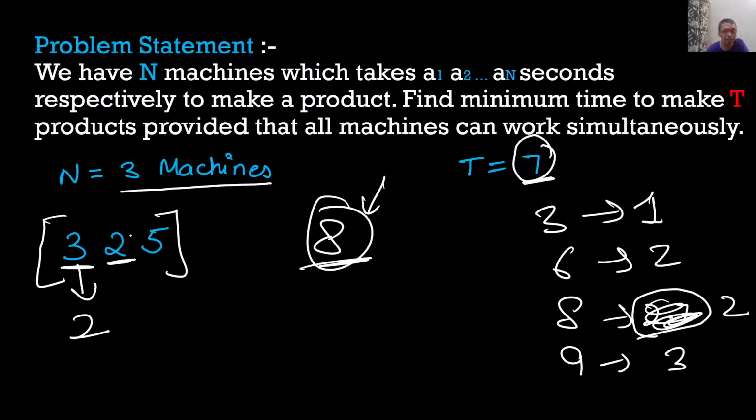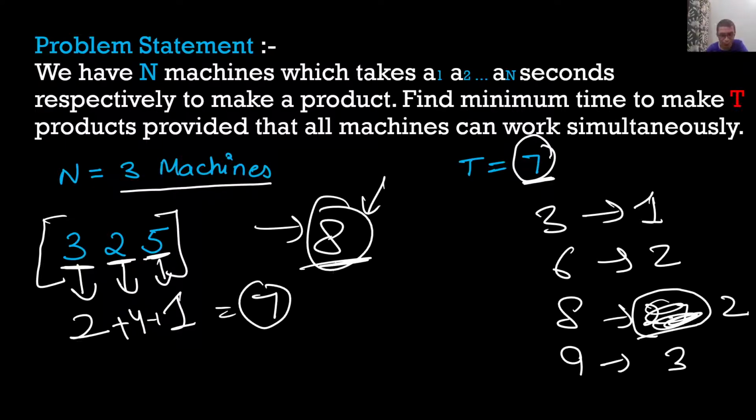The second machine takes 2 seconds to make a product, so in 8 seconds, it will make 4 products. The third machine takes 5 seconds for a product. So in 5 seconds, one product, and in 8 seconds it is not going to produce another product. So it is also going to produce just one product. In total, we will have 2 products by the first, 4 by the second, and 1 by the third. So in total, 7 products are going to be made in 8 seconds. So 8 is the minimum time to make 7 products.